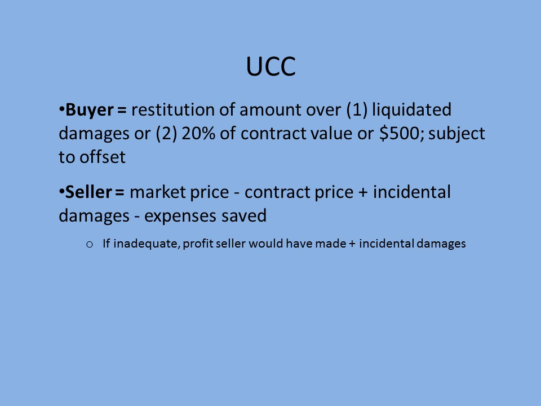The seller, on the other hand, you take the market price, you subtract the contract price, add incidental damages, less expenses saved. And if that's not a good calculation, if it's not adequate enough to satisfy the seller's loss, then the seller can actually get the profit for what they would have made plus the incidental damage. And this came up in the world of high volume goods. They weren't specialty so much. It was a mass production type of market.